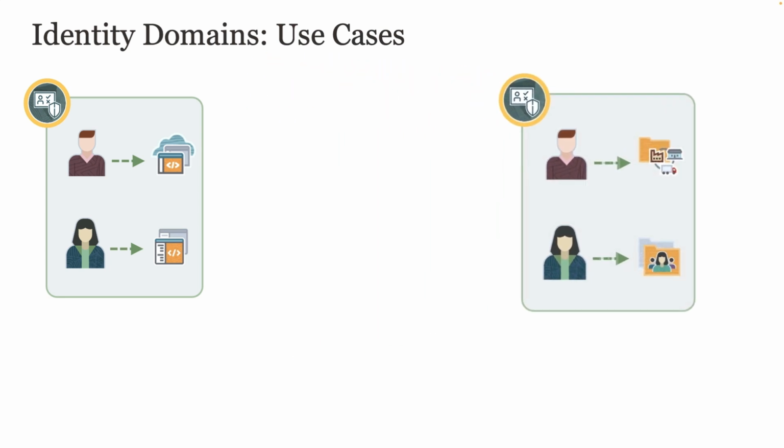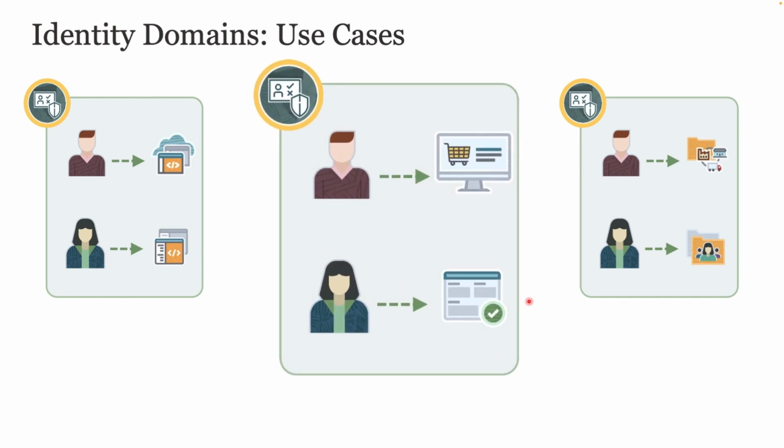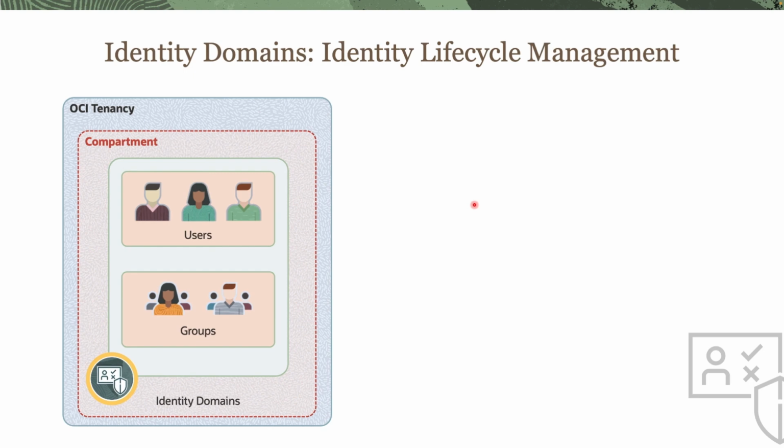And now suppose you go ahead and create a third identity domain to manage consumer identities and their access to public-facing applications. This allows you to have a separate domain for consumer users and configure authentication settings for such end users accessing your public-facing application.